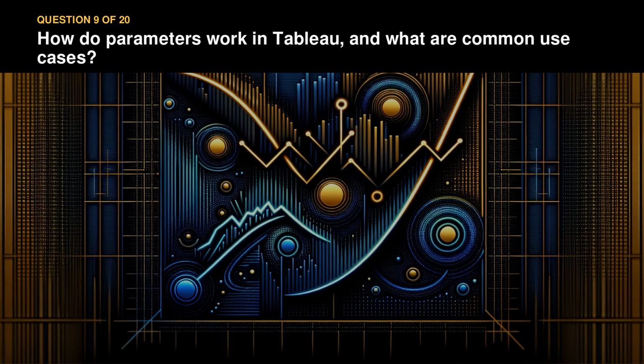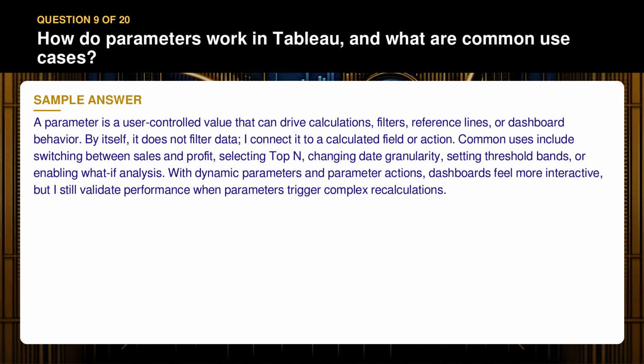Question 9. How do parameters work in Tableau, and what are common use cases? A parameter is a user-controlled value that can drive calculations, filters, reference lines, or dashboard behavior. By itself, it does not filter data. I connect it to a calculated field or action.